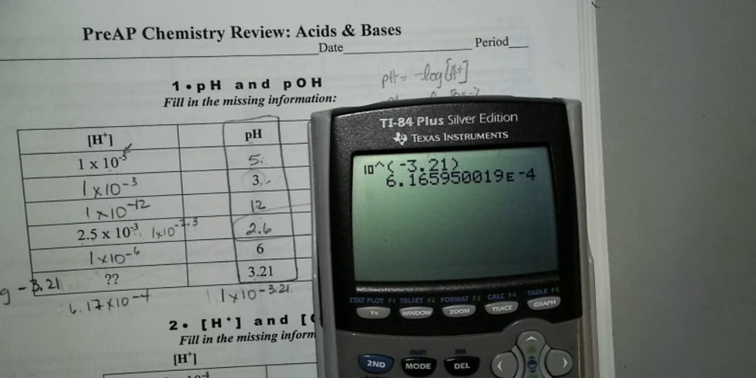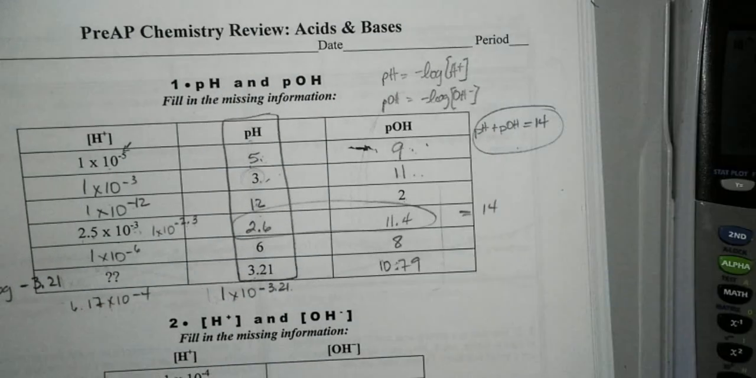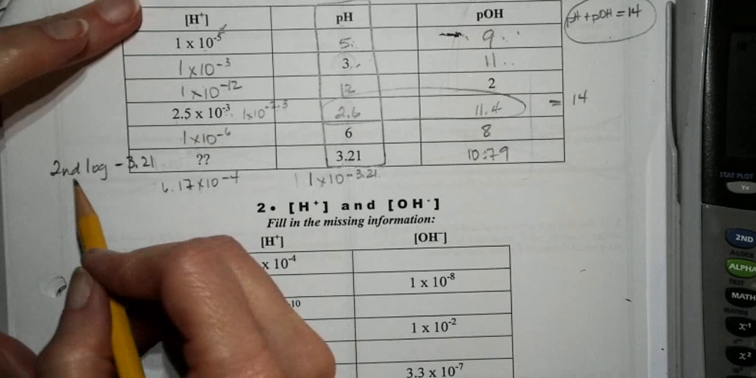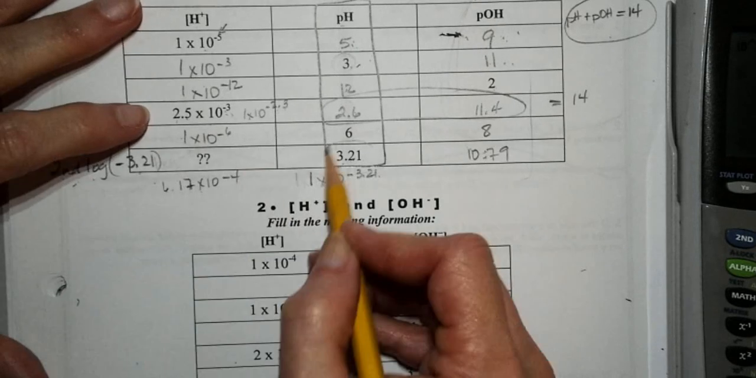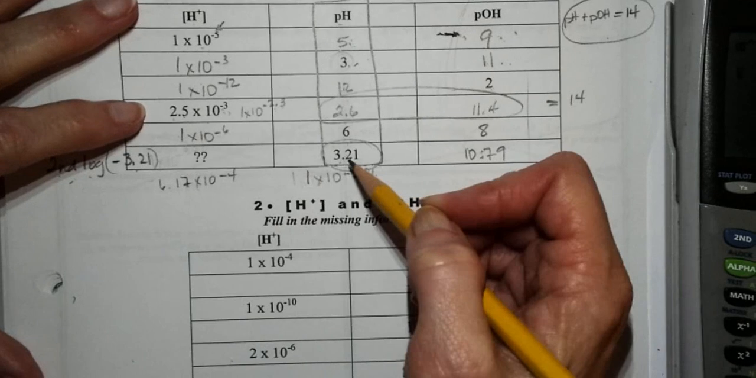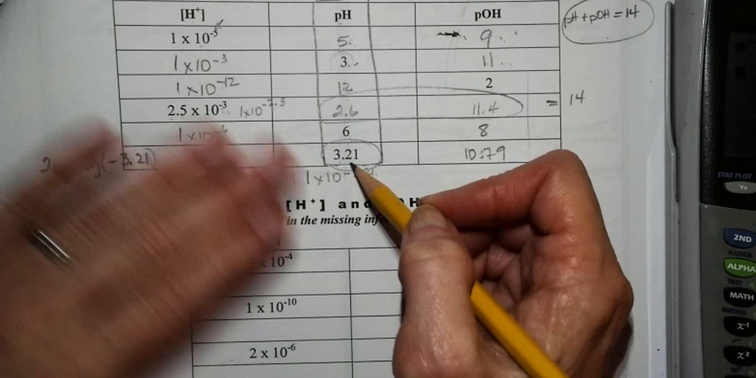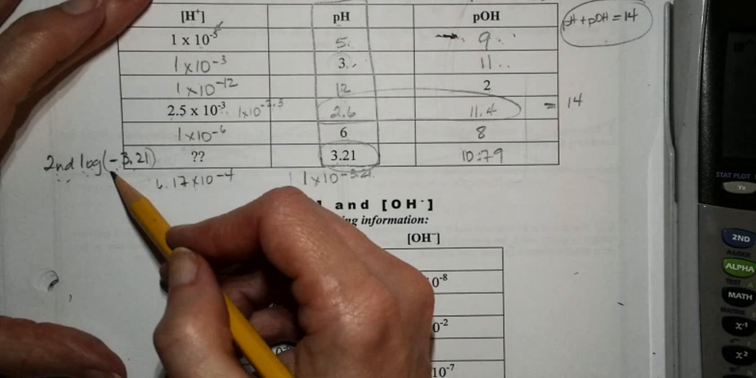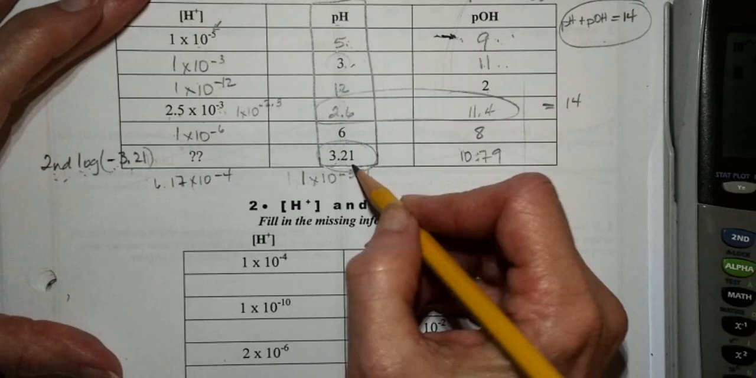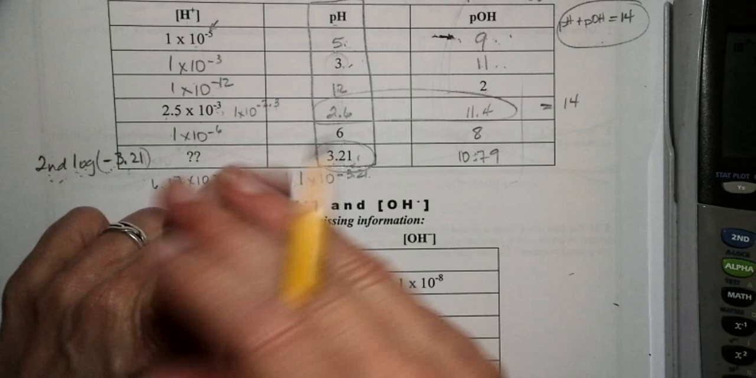So see how I wrote that down? Second log of negative 3.21. We know it's the negative log of something, so if you do second log, that's the inverse of that, and then plug in your negative number. You have to plug in the negative number and type in your pH. It would be nice if the pH were a pretty whole number, but in reality they're not going to be that way.